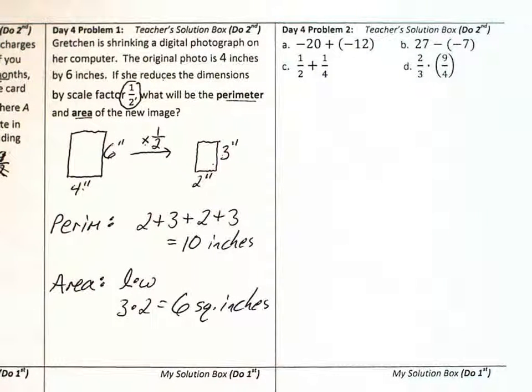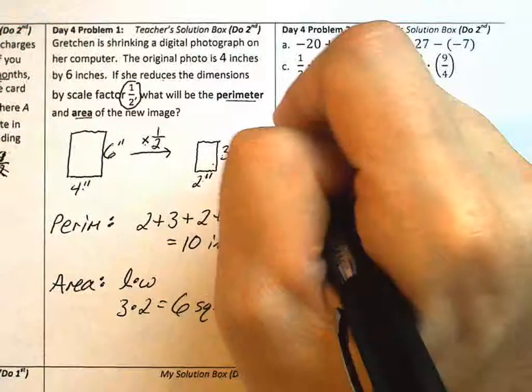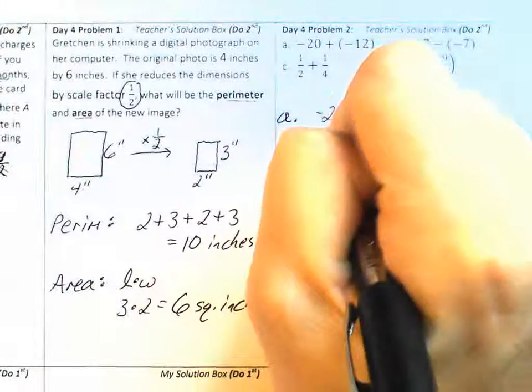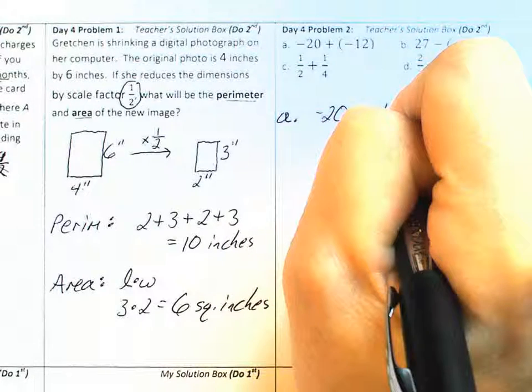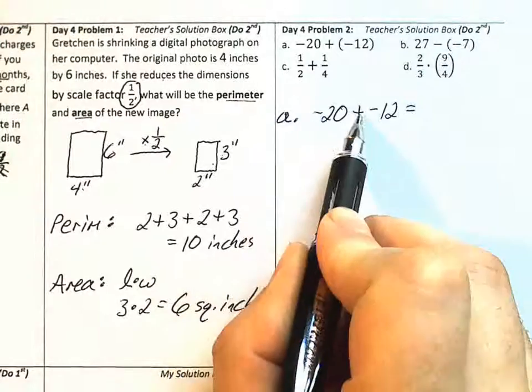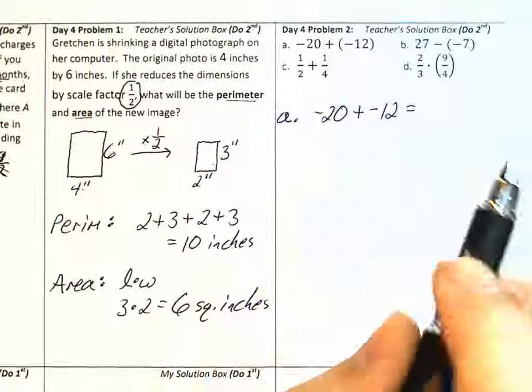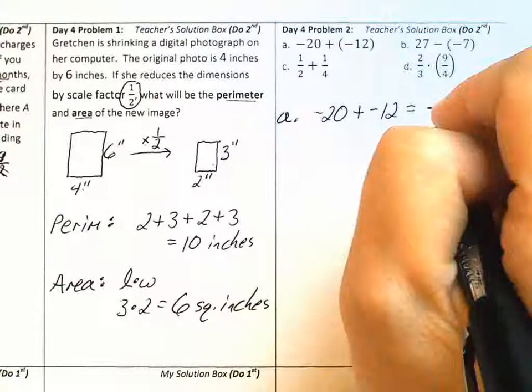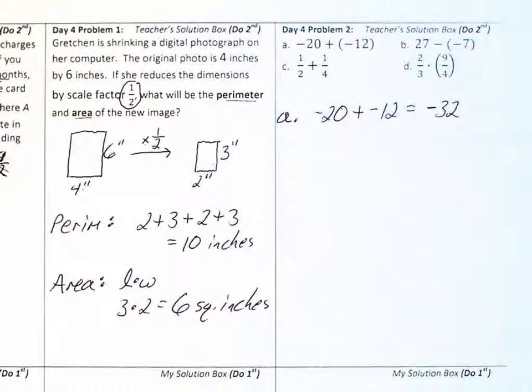Now day 4, problem 2. We have these 4 arithmetic problems. Let's tackle them one at a time. Question A, -20 plus -12. This is about adding negative numbers. This number's negative, this number's negative, they're both negative. When you add them together, they will remain negative, and 20 and 12 is 32, so -32.